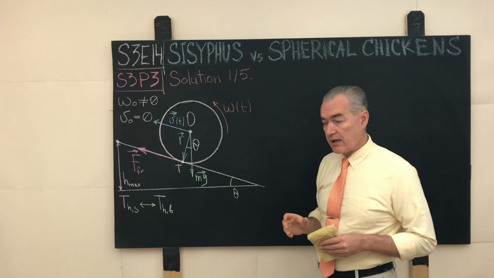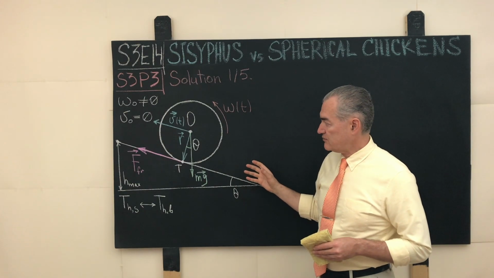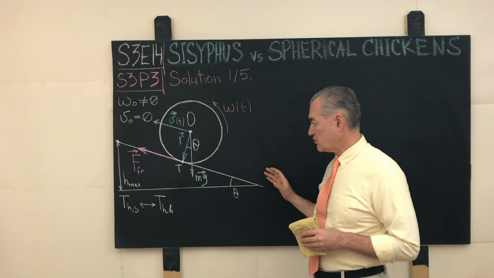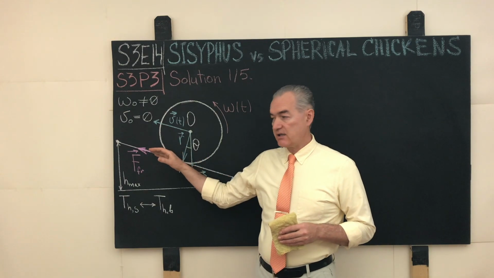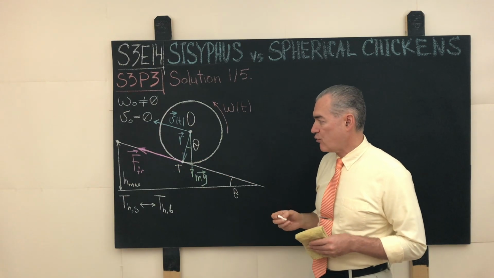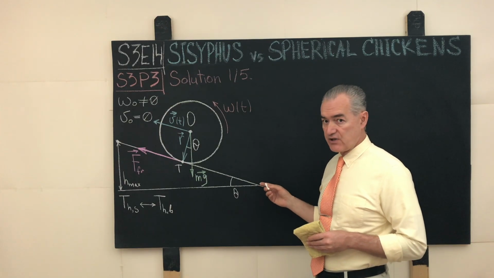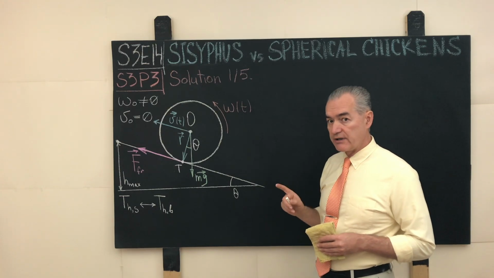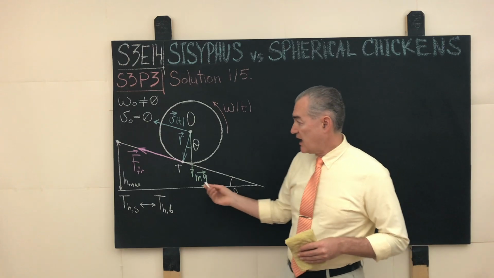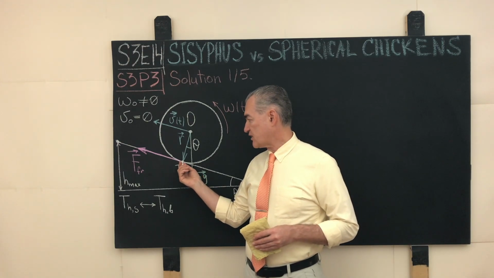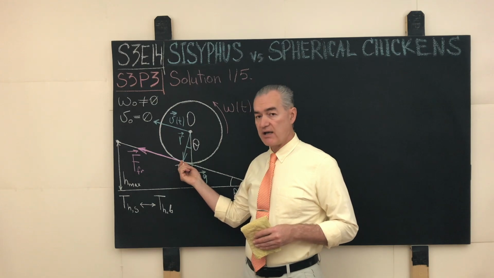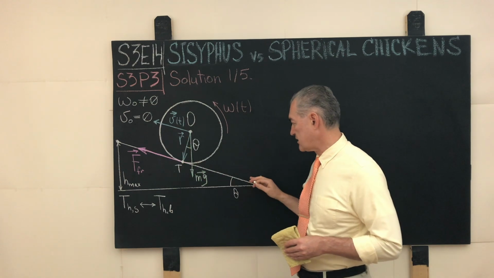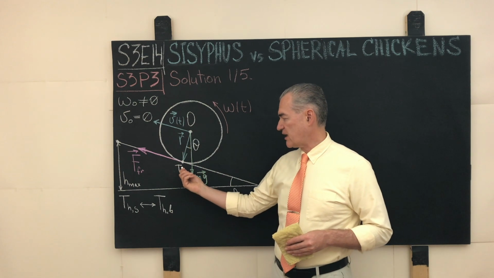But after a while, the object of revolution, our spherical chicken of uniform density, will catch, and it will start rolling up the inclined plane, and at that point the force of sliding friction will transform into the force of rolling friction. That is important to understand. That force of rolling friction will be applied to the point of contact or to the point of tangency between our object of revolution and the inclined plane. Here, that point is shown as T.